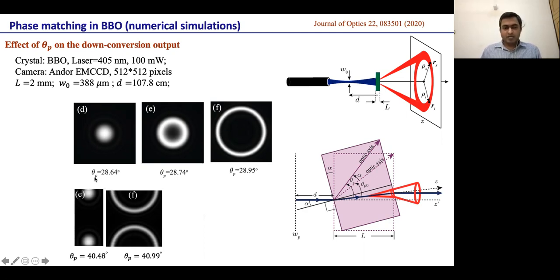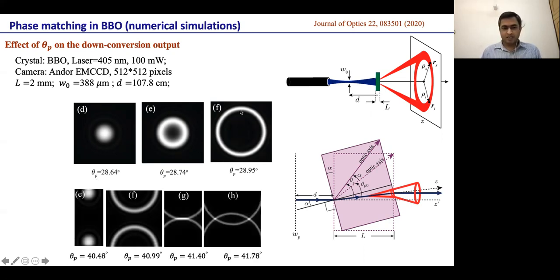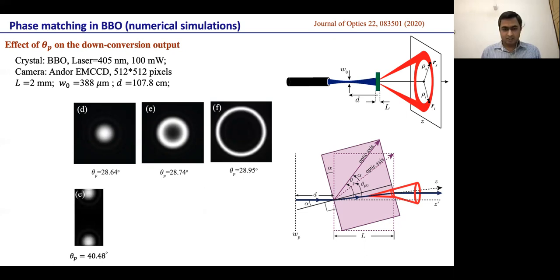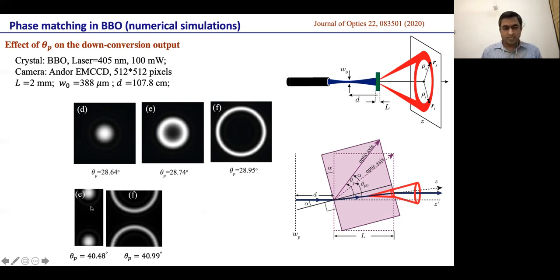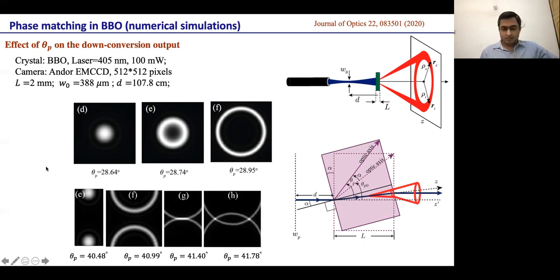Now, if you keep on increasing this theta, after a while, this one goes away, but then a new pattern starts emerging. And in that case, we'll have theta equal to 40 degree. You'll have these two blobs coming out. And if you then keep on increasing theta p, the blobs will turn into rings and then actually overlap. So this is called type 1 entangled photons, type 1 polarization entangled photons rather.